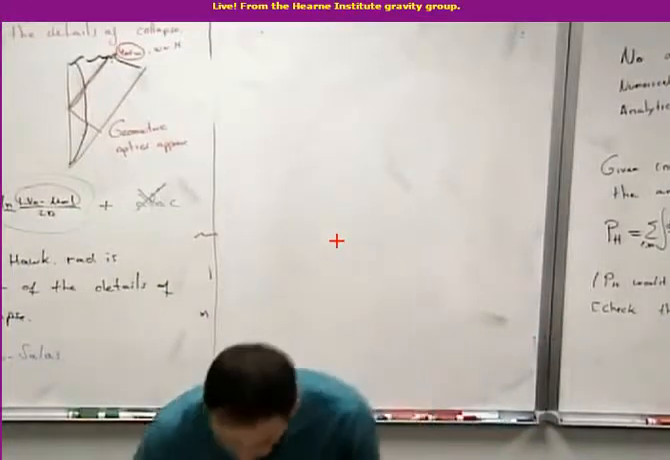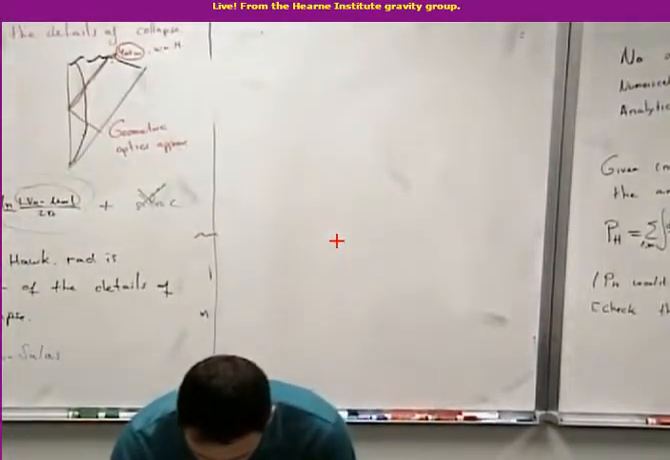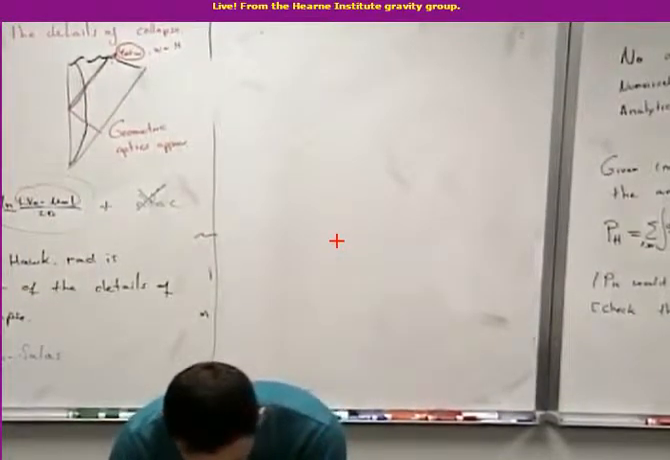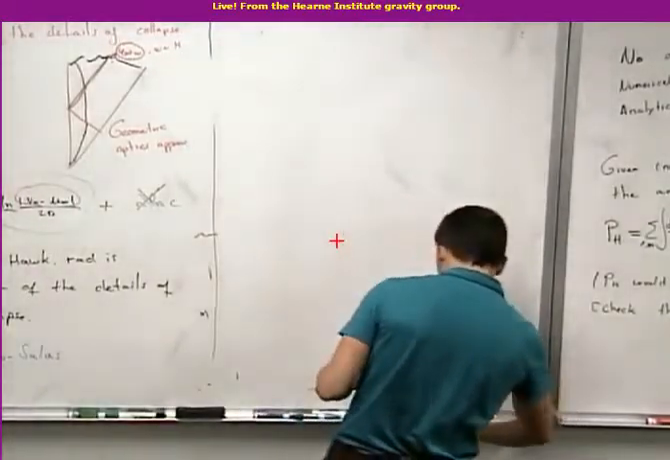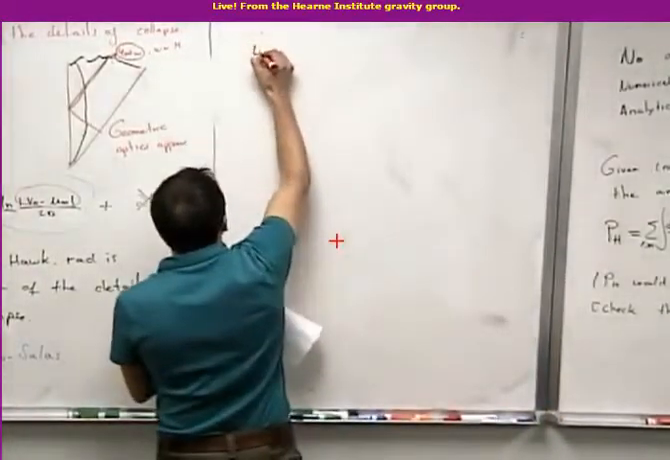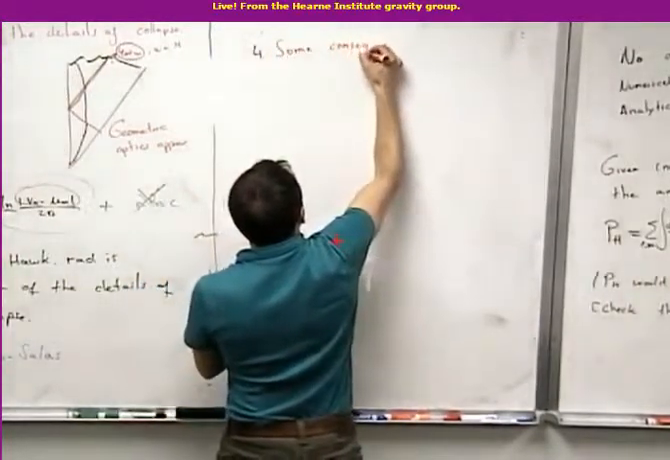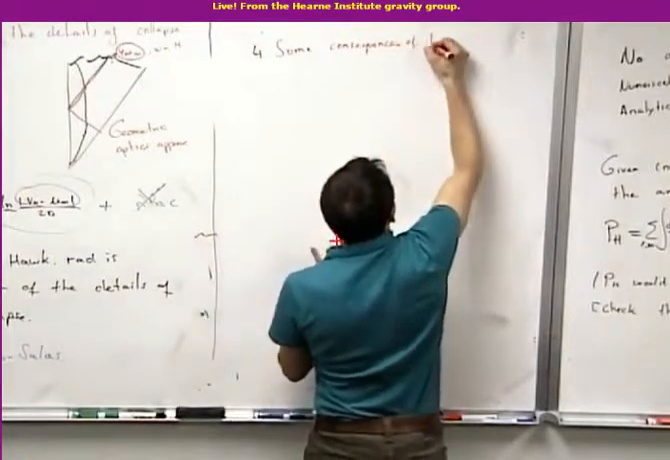So now I want to go to the last section. I wanted to finish today, but it's not going to be possible. I want to discuss, to finish this chapter, section 4, some consequences of Hawking radiation.